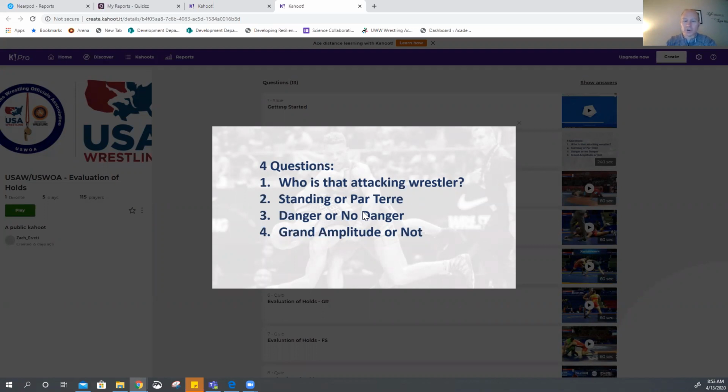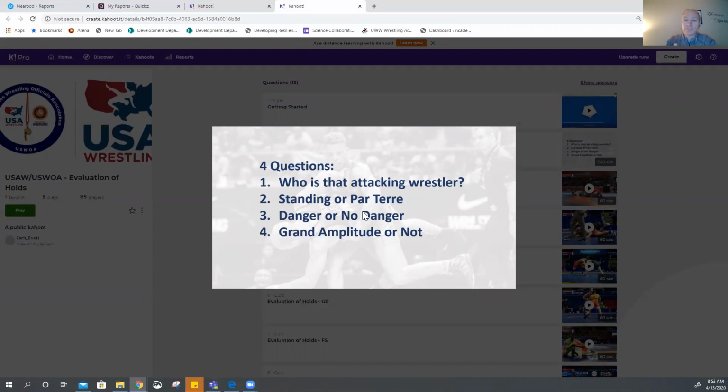Is it standing or parterre? Is it danger or no danger? And is it considered grand amplitude or not? You have to evaluate those questions, and your answers determine what the scores are. For example, I like to start with grand amplitude or not, because typically if it's grand amplitude, your only two choices for scores are either 5 points or 4 points. That's it. There are no other options if it's grand amplitude.